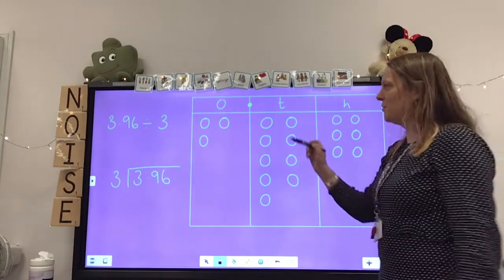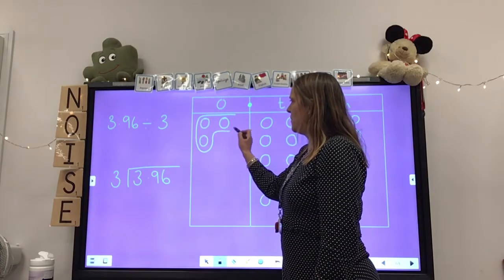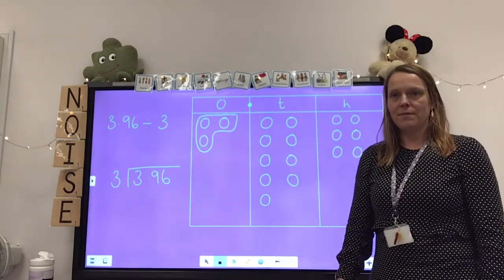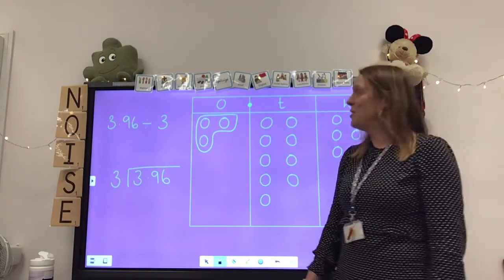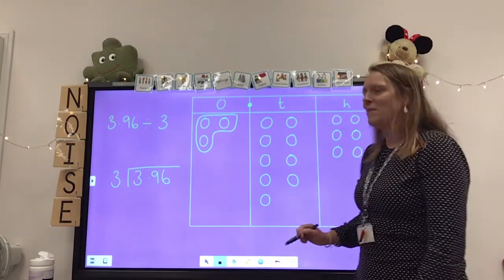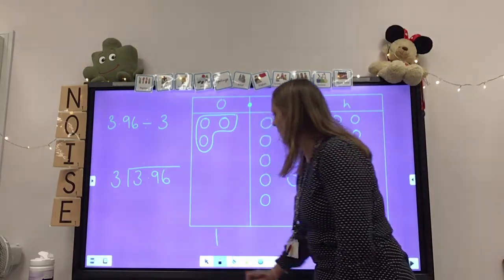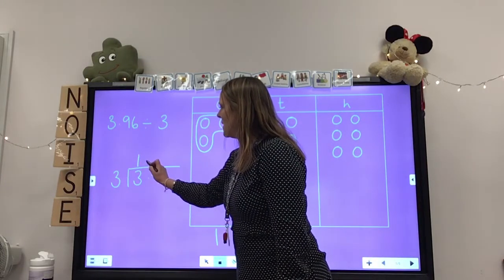So I'm now going to group my ones. How many groups of 3 have I got? Miss Jennings is here as my pupil for today. Miss Jennings, how many groups of 3 do I have on my board? That's one group of 3. One group of 3. Well done, Miss Jennings. So I have one group of 3. Okay, one group of 3 is there. Add in my decimal point.